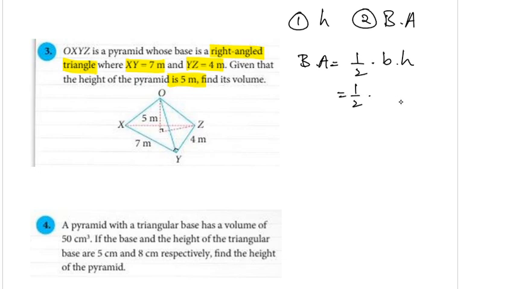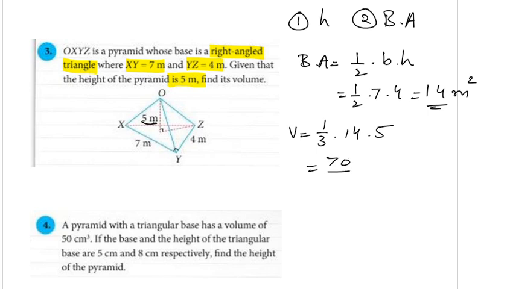So it is 1 over 2, it is 7 multiplied by 4, which we obtain to be equal to 14 meter squares, the base area. Now the formula for the volume is equal to 1 over 3 base area, which is equal to 14 here, multiplied by height, which is 5 given in this diagram. So 1 over 3 multiplied by 14 multiplied by 5 is 70 over 3, which is an improper fraction.